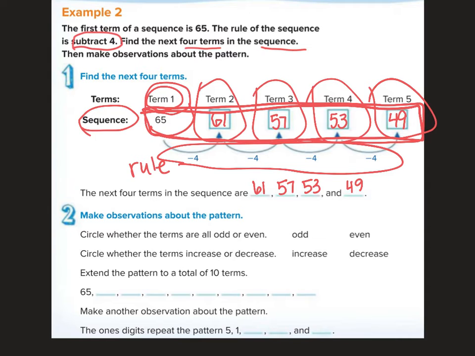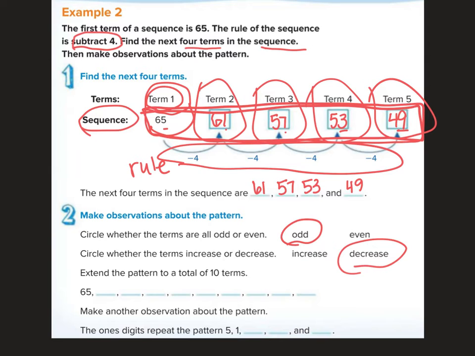And then when we're looking at what's happening with the numbers, we're noticing that would be our pattern. So if we make an observation about the pattern, I would say, well, all of these terms, 65, 61, 57, 53, 49, are odd because in the ones place, it's all odd numbers. And that's how we would determine if it's odd or even. We look at the ones place, 5, 1, 7, 3, 9, all odd numbers. The terms decrease because we're subtracting, right? When we subtract, the numbers get smaller, they decrease.